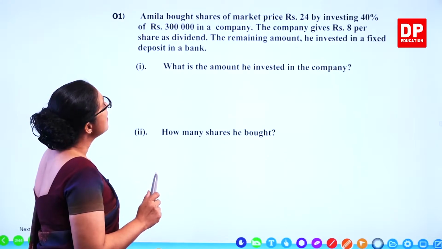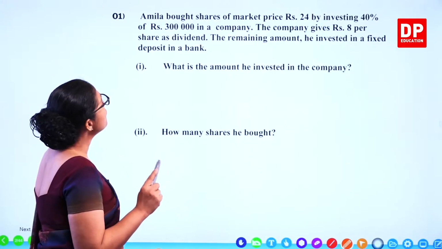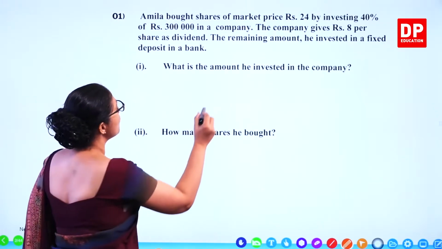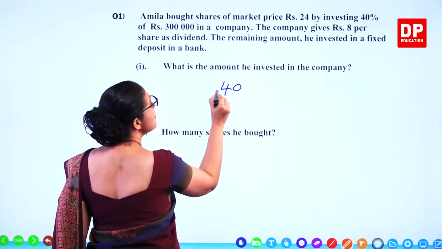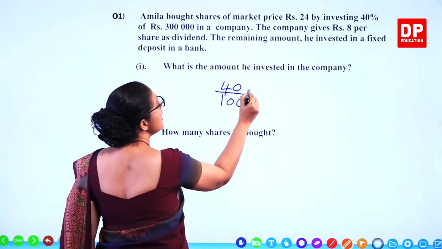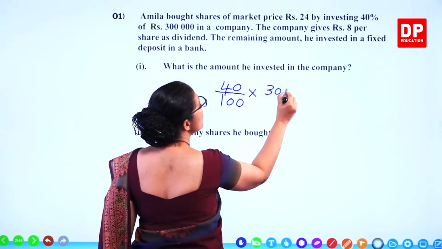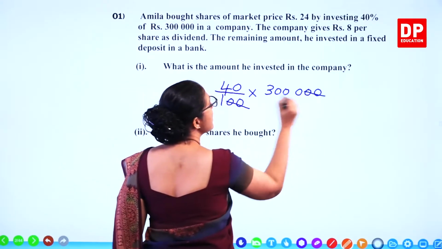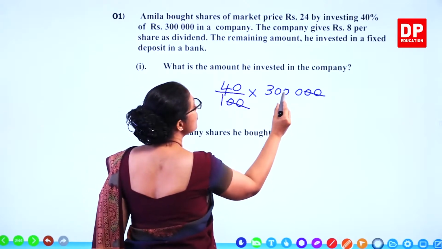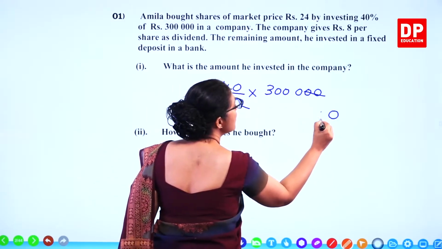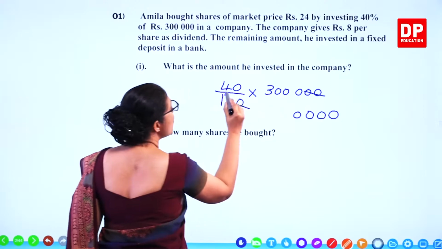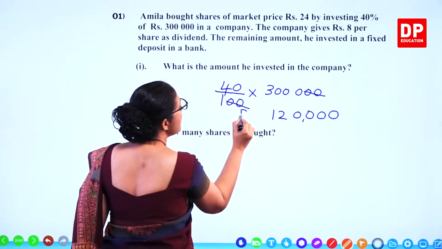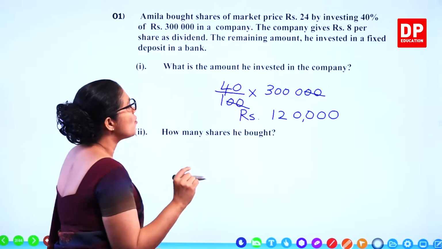So it says 40% of 300,000 invested in a company. So we can straight away find out 40% means 40 over 100 into 300,000 rupees. So 2 zeros get cancelled out and you get 1, 2, 3, 4, 4 zeros. And 4 times 3, 12. So what's the value? 120,000 rupees.